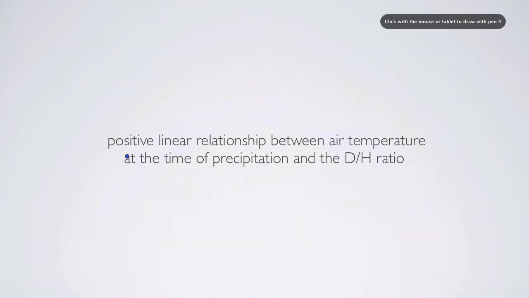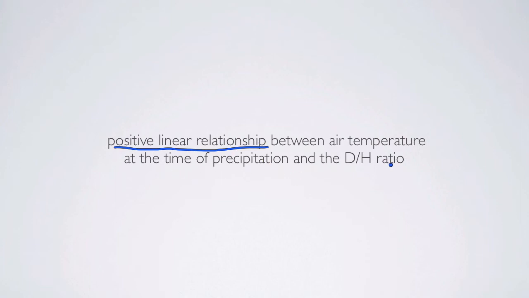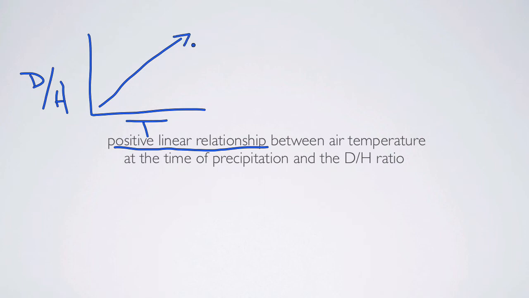But another factor that's really important is that there's a positive linear relationship between air temperature at the time of precipitation and the D to H ratio. So what that means is that if we were to draw a graph, temperature is here on the X, and then the ratio of deuterium to hydrogen in precipitation, there's a positive relationship. So by knowing the deuterium to hydrogen ratio, the isotopic ratio of water, we can infer what the temperature was when it rained. As a consequence, summer precipitation has a higher deuterium to H ratio than winter precipitation.